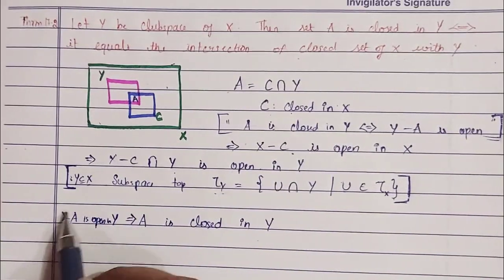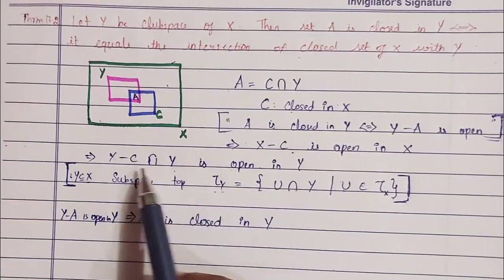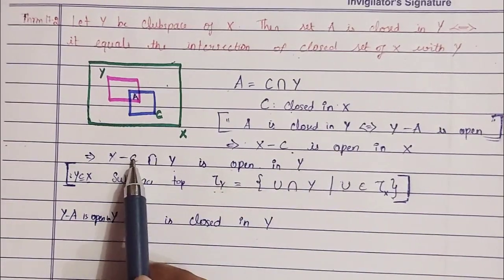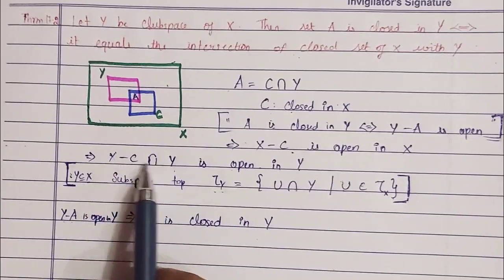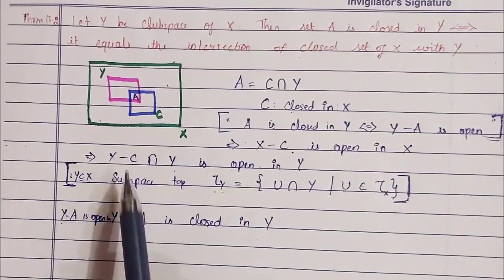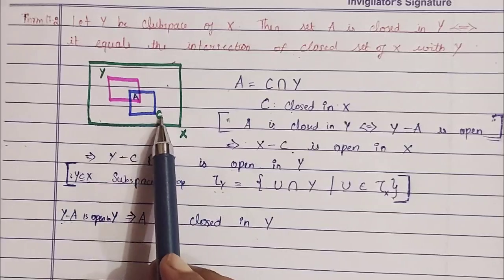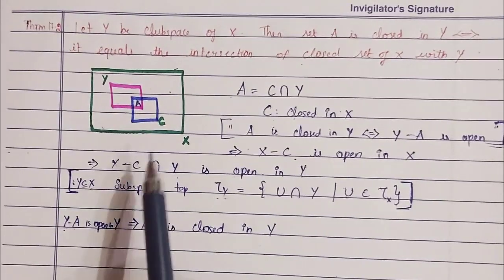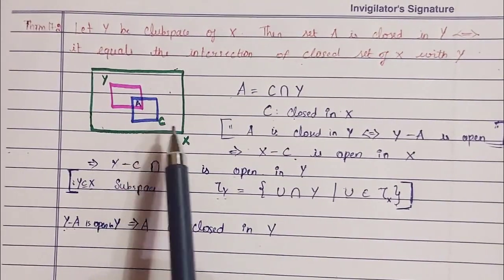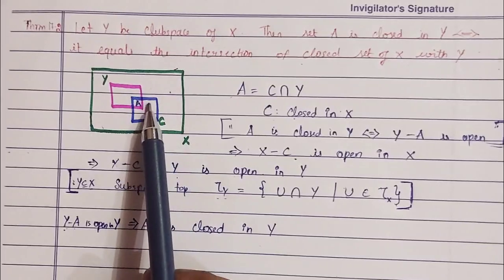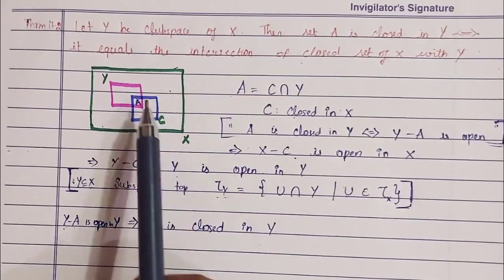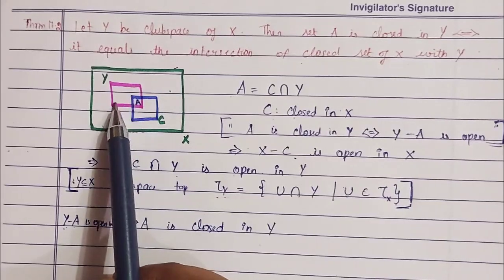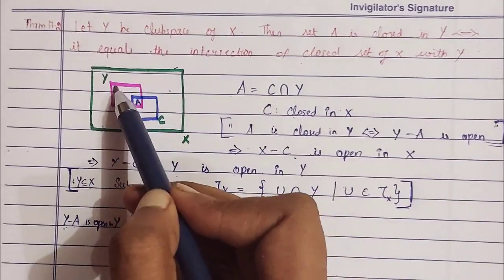So you need this Y minus A. You got this is open in Y. So just connect this and this, to see whether this is equal to this. For this we need this diagram. With the help of the diagram you can understand it easily. So X minus C, just think what will come, that is the complement. This area comes intersection with Y. So what comes is this part. So I just shade it over.